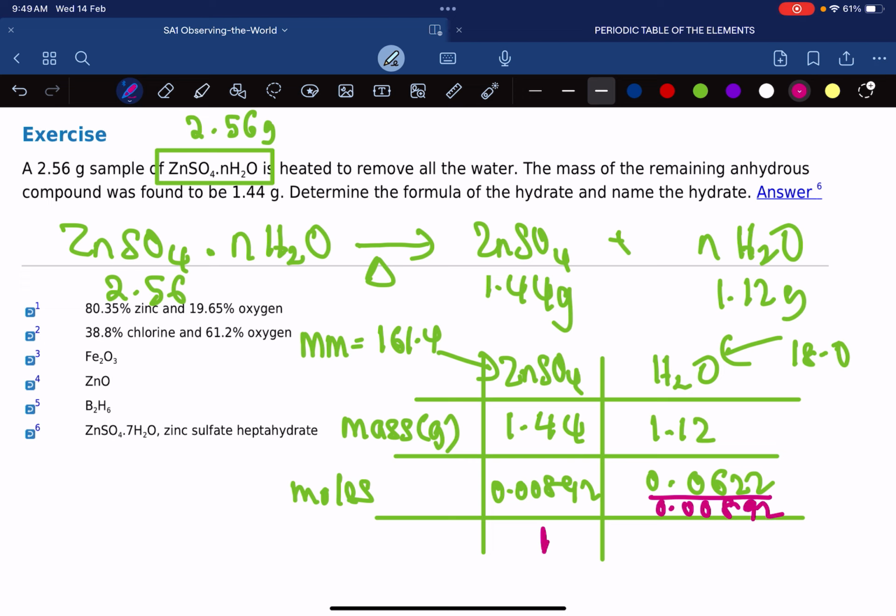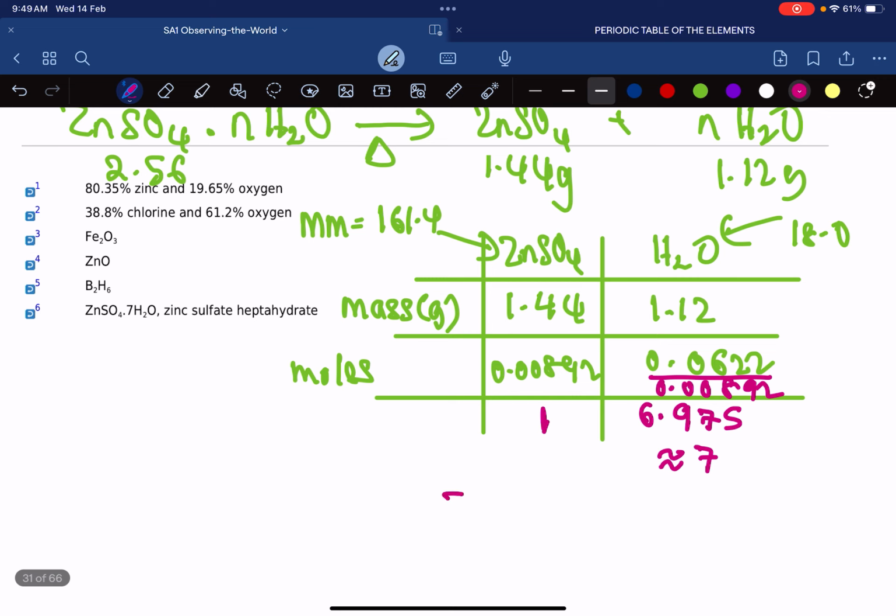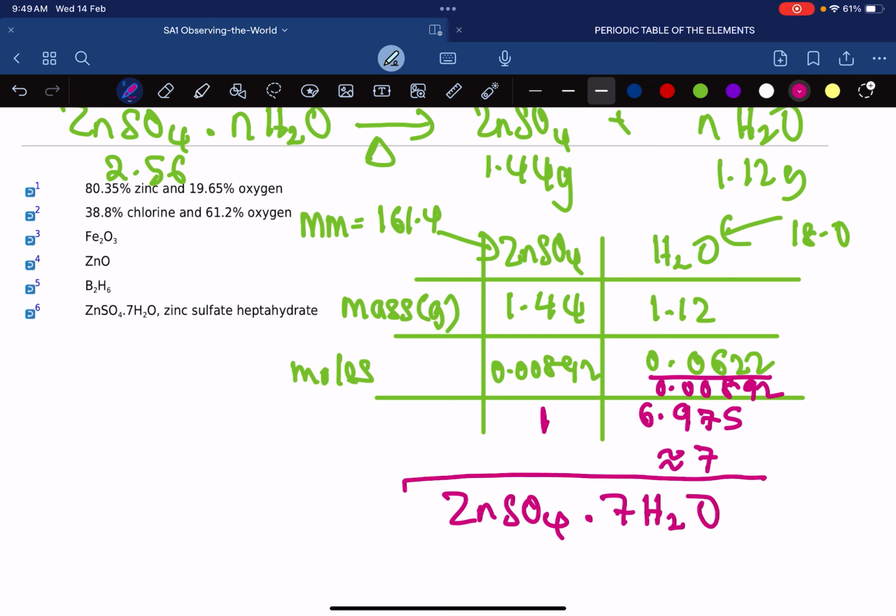0.0892. When I divide this with 0.00892, I get, wow, 6.975. So since this number is very close, I'm going to assume that this is 7. Which means that the formula should have been zinc sulfate dot 7H2O. So this is water of hydration.